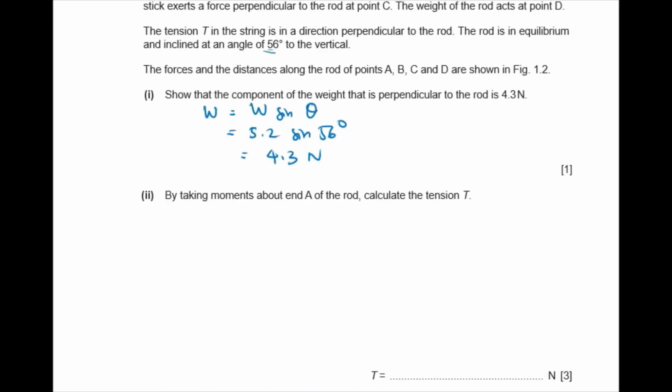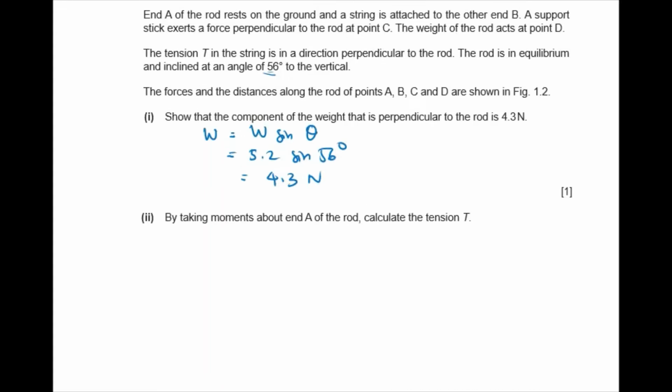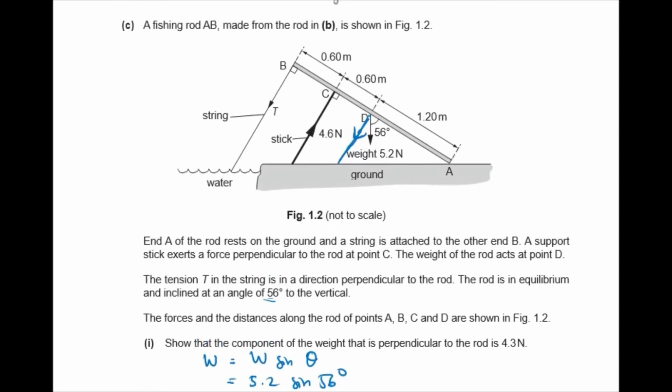C2, by taking moments about A of the rod, calculate the tension T. Okay, so this is the figure. This is the pivot, my turning point. Now we have to determine the clockwise and anti-clockwise moment. T here opposes the motion, opposite direction from my turning point, so it becomes anti-clockwise. Stick is the same direction, so it becomes clockwise, and then weight in the opposite direction becomes anti-clockwise.